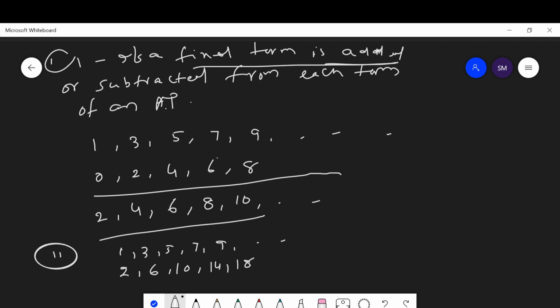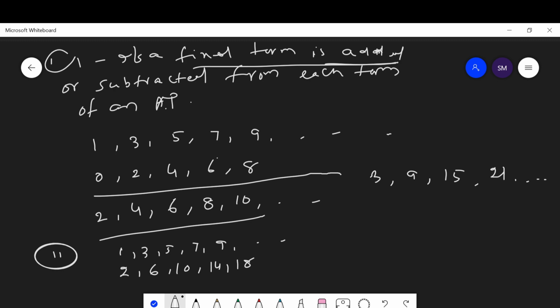Then if each term is divided by the same number, look here, suppose 3, 9, 15, 21 is an AP. Here these terms are in AP and the common difference is 6.